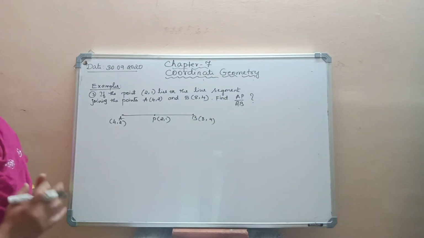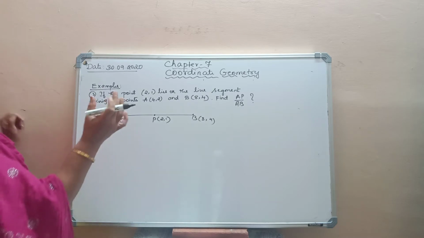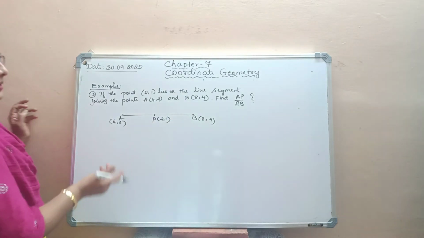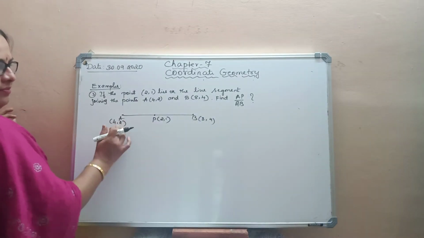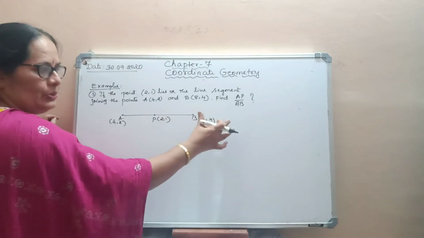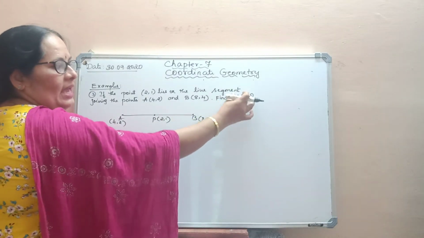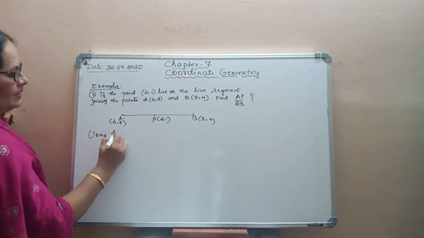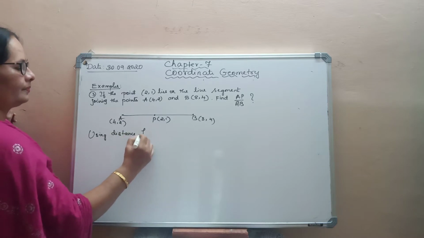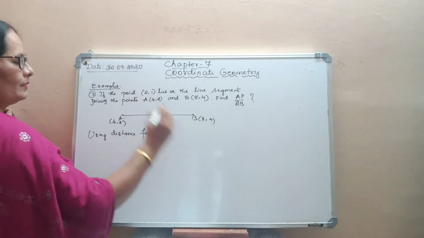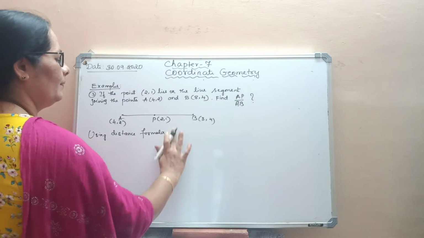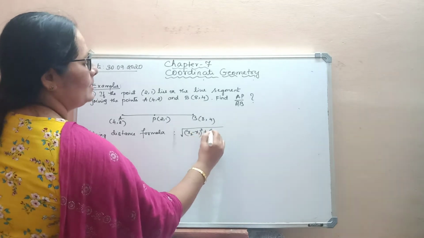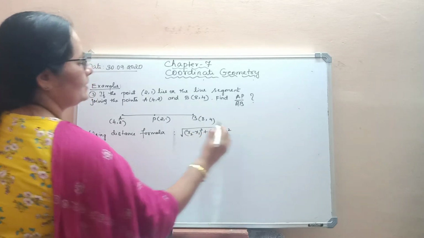So here we can use the distance formula. So find the distance AP. Why? Because you know all the coordinates here, easily you can find it. So first find AP, then find AB, then take the ratio, which gives AP by AB. So using the distance formula, that is root of (x2 minus x1) whole square plus (y2 minus y1) whole square.